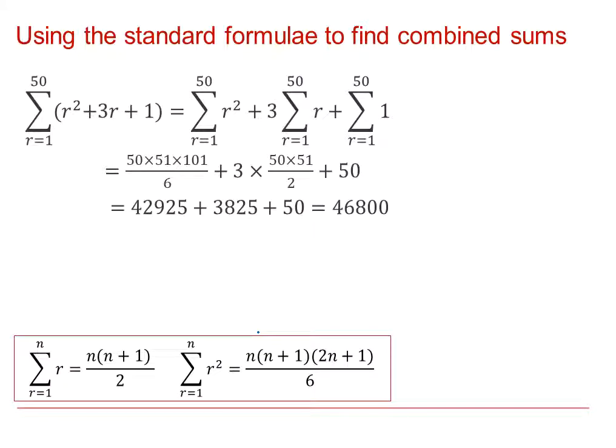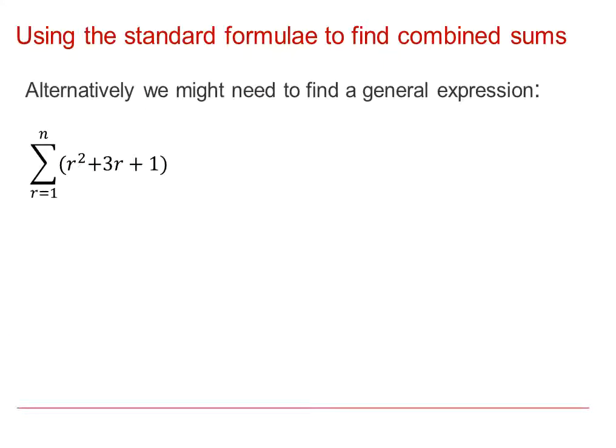So they're the formulae that I used, and you need to be aware of these formulae, either learning them or knowing whether they are in your formula book. So in this question, we're going to find the general expression for the sum of the first n terms of r squared plus 3r plus 1. So in the previous example, we did the first 50 terms. Now we need a more general approach, and we're going to add the first n terms together.